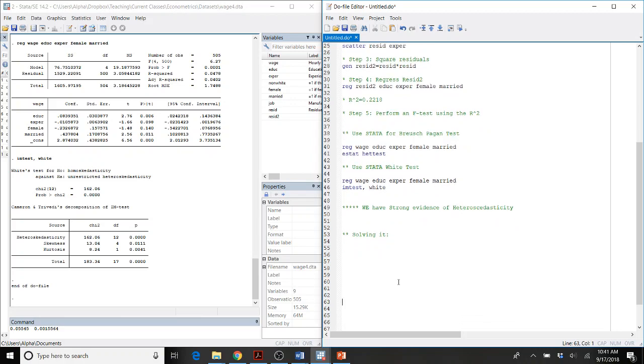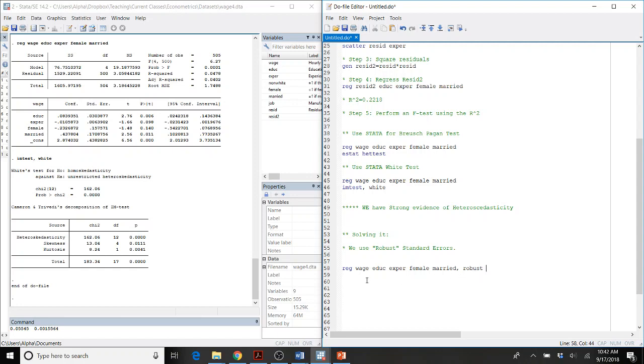How do we solve it? Well, if you remember, we use robust standard errors. All right. How does that look like in practice? Well, all we do is we run our regression: wage, education, experience, female, married. All right, and it's really straightforward, comma, robust. In Stata, it's very straightforward.